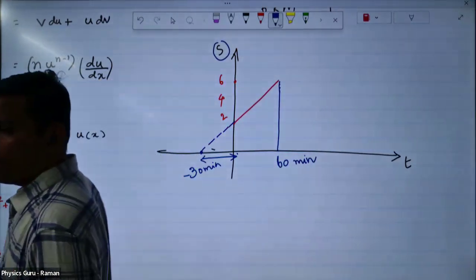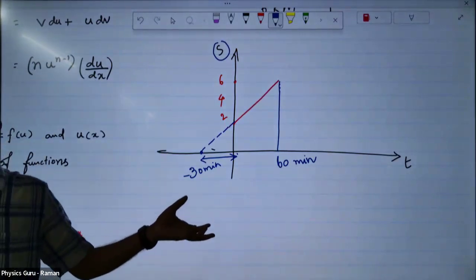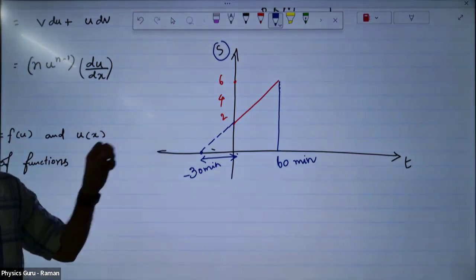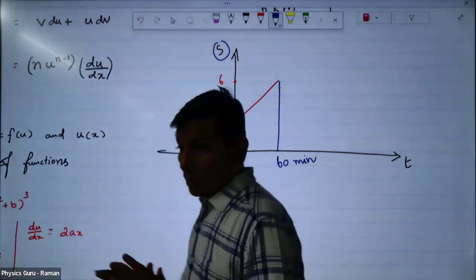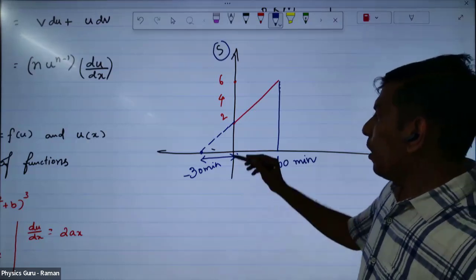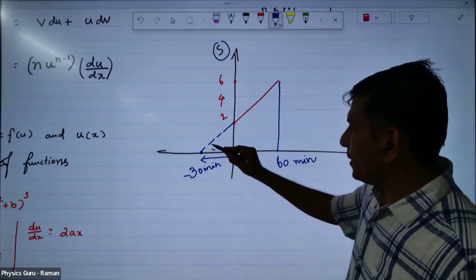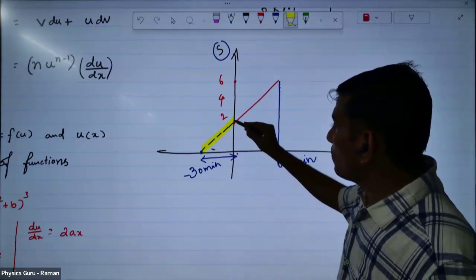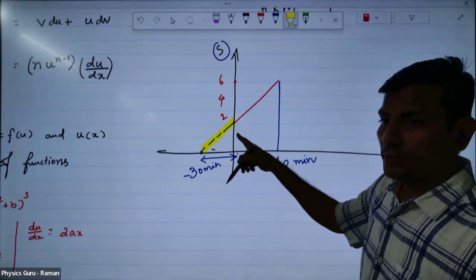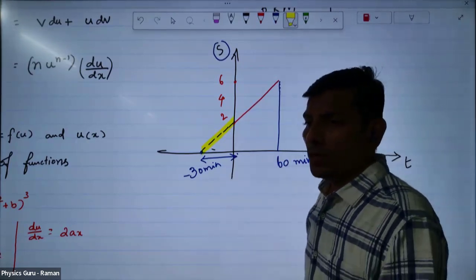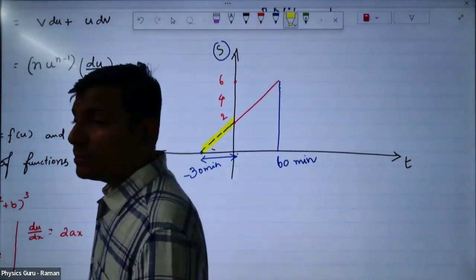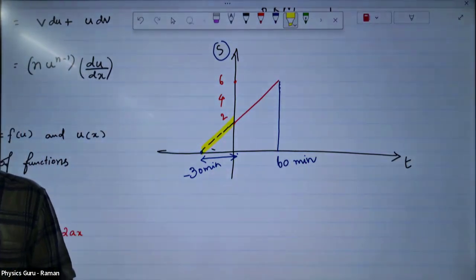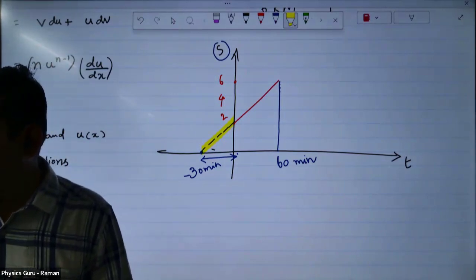Did you get it? So here you get a practical condition and you can plot that as a graph. In this graph, if you observe very closely, I have drawn a dotted line. Let me highlight that part. This part is called the x-axis intercept.